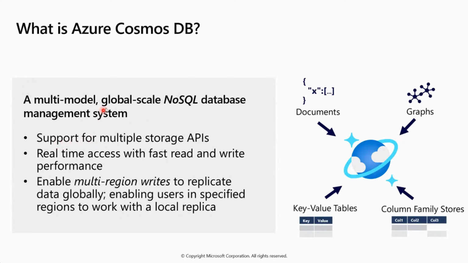Also, Azure Cosmos DB supports multiple storage APIs and real-time access with fast read and write performance. It enables multi-region writes to replicate the data globally, and it enables users in specified regions to work with the local replica. And Cosmos DB uses indexes and partitioning to provide fast read and write performance and can scale to massive volumes of data.